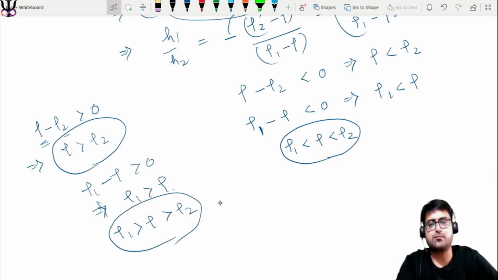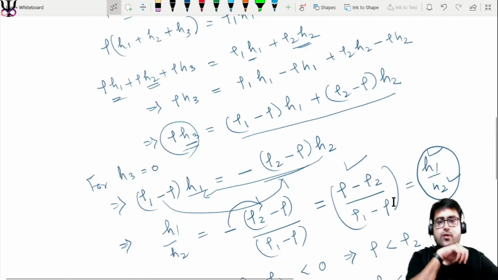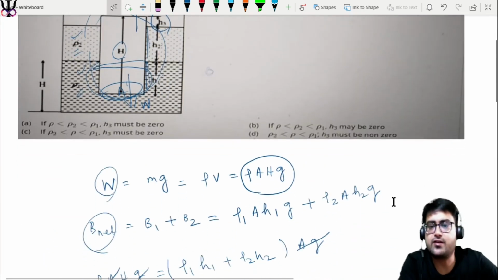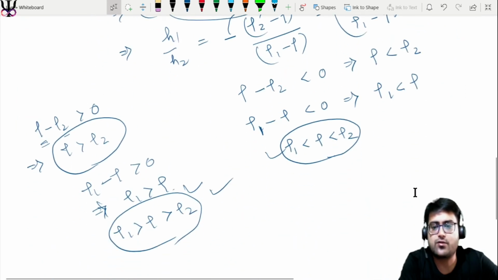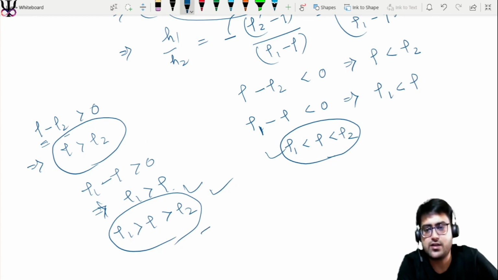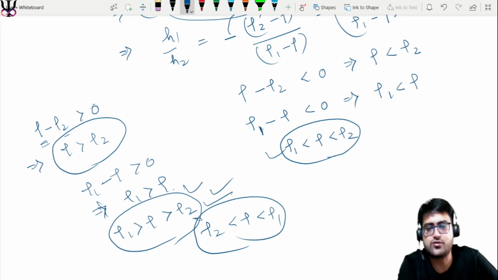Isn't it the same? No, it's different. Either ρ1 is greater than ρ2, or the other. These are the two conditions in which this thing could hold. What are the options we have? In the conditions, it says ρ2 is less than ρ is less than ρ1. This is also a condition in which h3 has to be 0, correct?